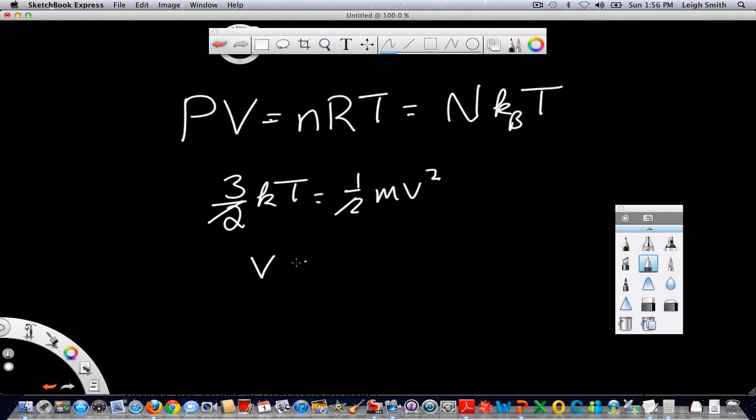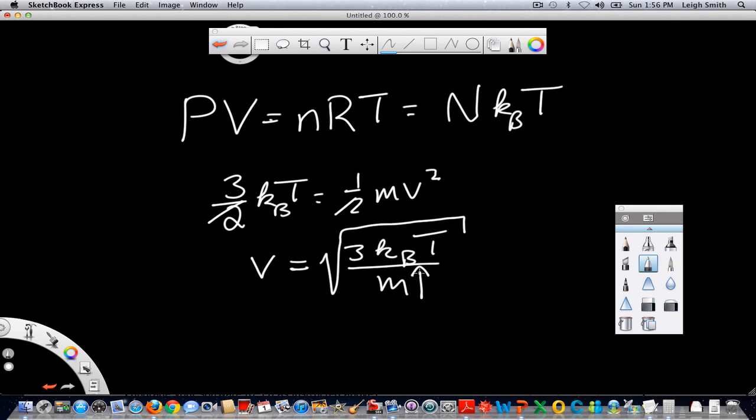And so what you end up getting is that it's just 3 times Boltzmann's constant times the temperature divided by the mass of each individual molecule. Since the CO2 mass is much larger than the helium mass, the velocity decreases. And this makes all sorts of sense, because it comes back to the issue about the CO2 and the helium containers of gas.